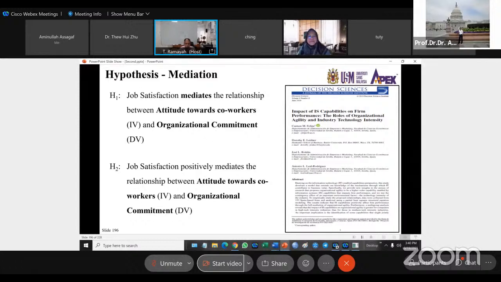This is a two-tailed hypothesis. We call them non-directional hypothesis. This is a one-tailed hypothesis, which is directional hypothesis.